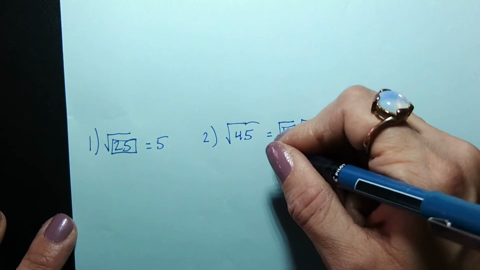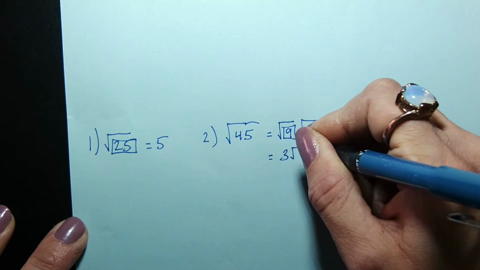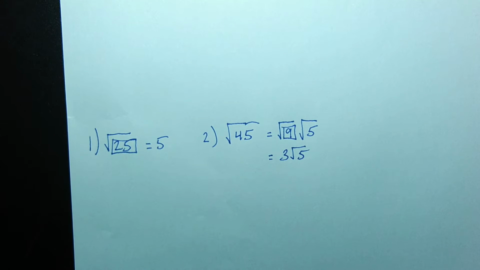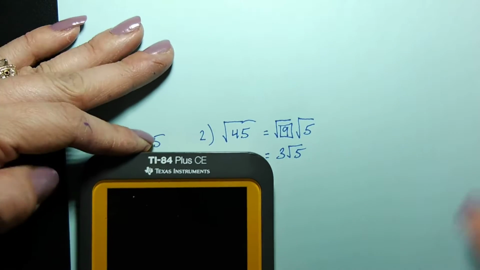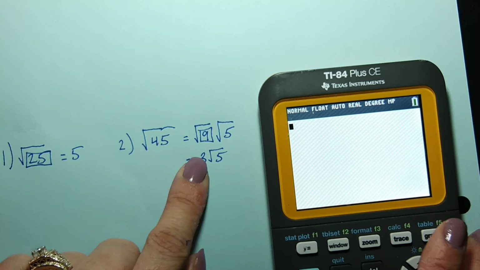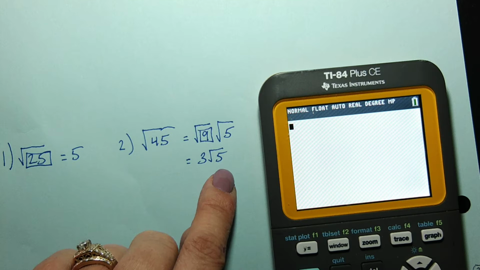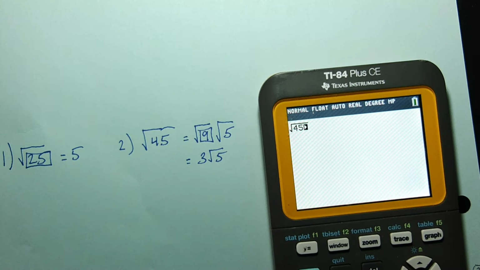Now, how we simplify it is the square root of 9 is 3. So 3 radical 5. Now, what's super zazzy about this is, though your calculator won't simplify radicals for you, you can verify that this answer is the same as this simplified answer. So just like 2/4 is the same as 1/2, the square root of 45 is the same as 3 radical 5.